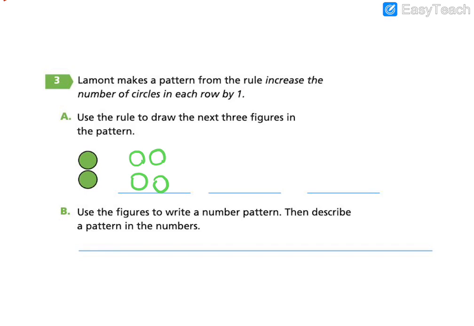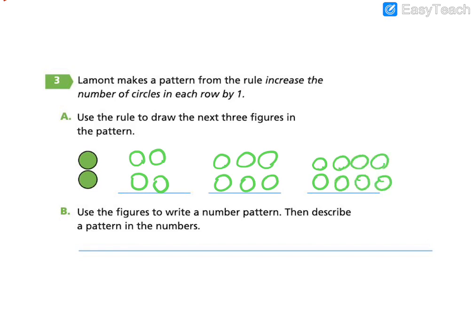Then we're going to increase again. So we still have 2 rows, but this time we have 3 circles. And again, 2 rows, but this time 4 circles.